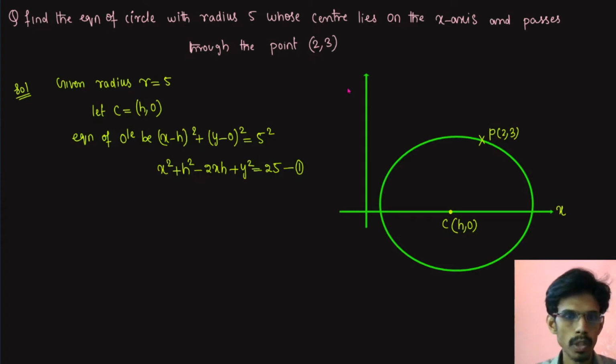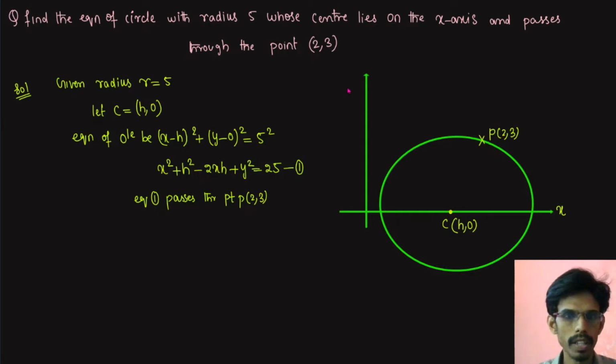Now this equation 1, that is the equation of circle, passes through point P of 2, 3.